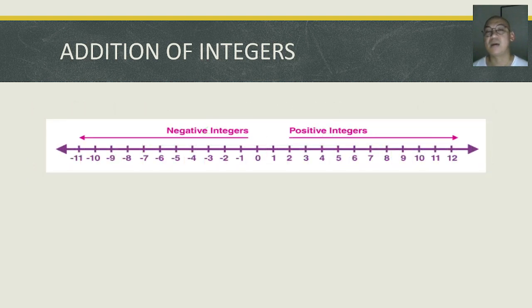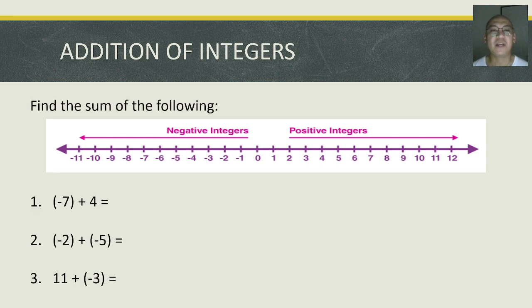Let us try some examples using the number line. Let's find the sum of the following. Number 1, negative 7 plus 4. Again, take note that 4 has its sign of a positive, even though we do not see a positive sign. So let's start with negative 7, and then we'll add 4 as it is positive. We'll go to the right of the number line. So 1, 2, 3, 4. We'll end up with negative 3. So the answer is negative 3.